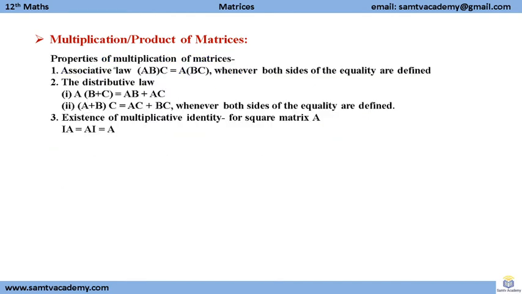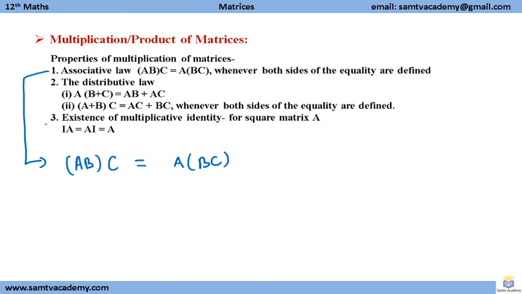Next, now see the matrix multiplication properties. So what is the first property? The first property is the associative law. So what does the associative law say? That if we take the product of AB and then multiply it with C, then it is equal to, if we first take the product of BC and then multiply it with A. So they both are equal, and this is the associative law.